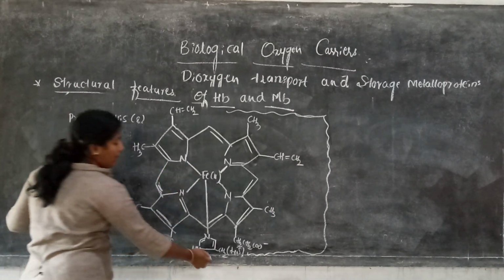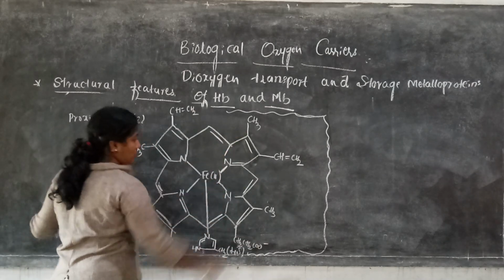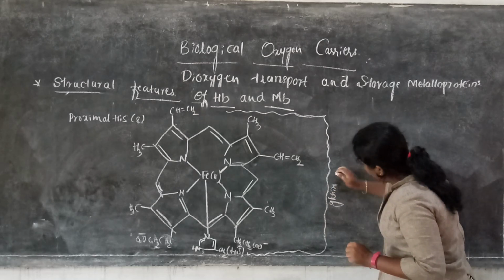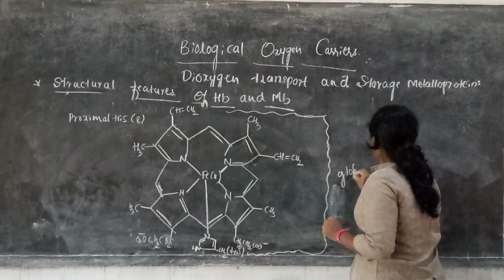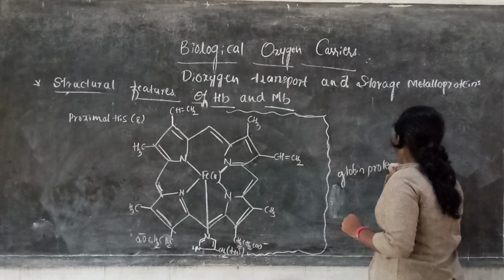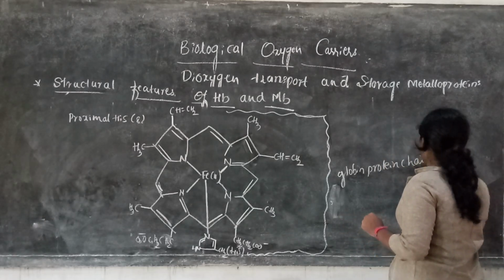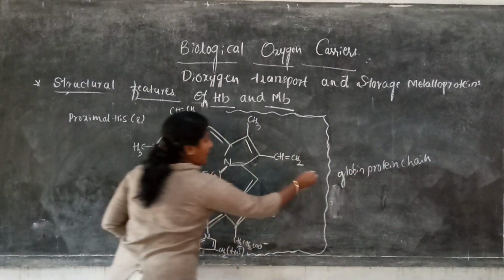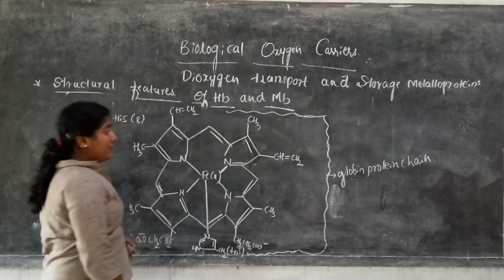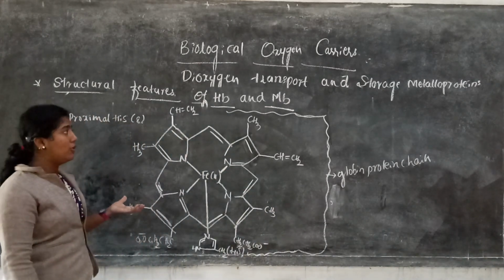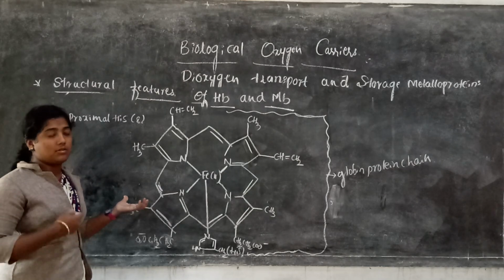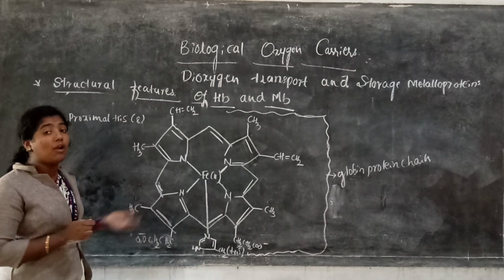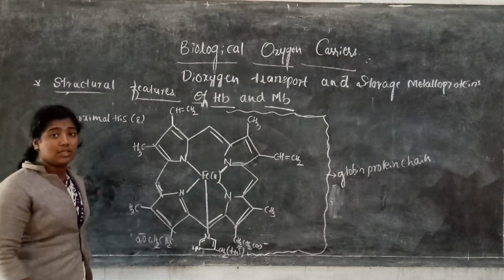Here the protein part is known as the globin protein chain. Without the globin protein chain, hemoglobin and myoglobin cannot carry out their task; the storage and transportation work will not be conducted without the globin protein chain.